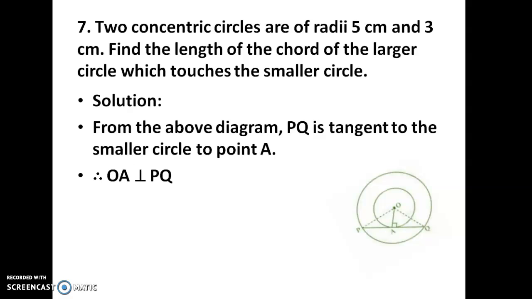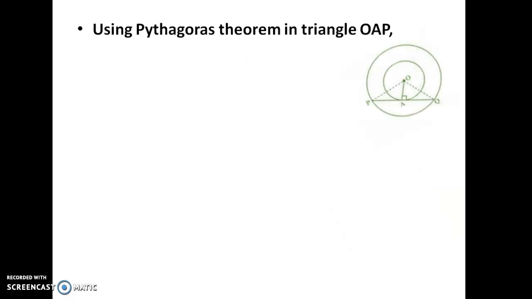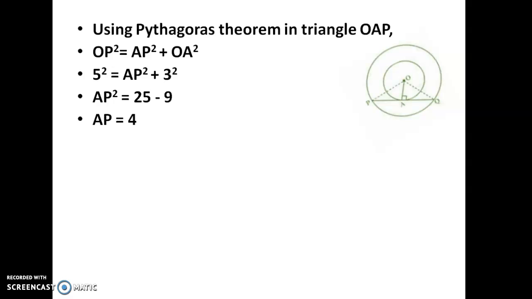From the above diagram, PQ is the tangent to the smaller circle at point A. OA is perpendicular to PQ. Then, by using Pythagoras theorem in triangle OAP, OP square equal to AP square plus OA square. Substituting the values, we can find out that AP equal to 4. So this is the length of half the chord only.